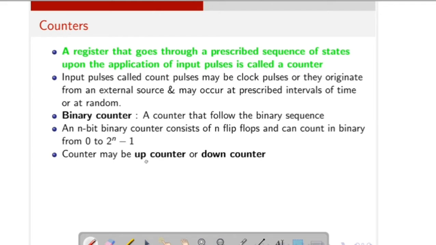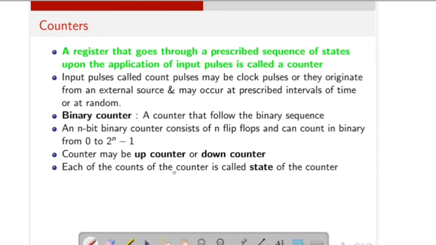Then the counters may be up counters or down counters. An up counter means it counts from 0, 1, 2, 3, etc., up to n. Suppose n is the maximum number of count or the last state of the count. Then a down counter means the counting starts from n and the sequence is n, n minus 1, n minus 2, etc., up to 0. Okay, so that is the up counter and the down counter.